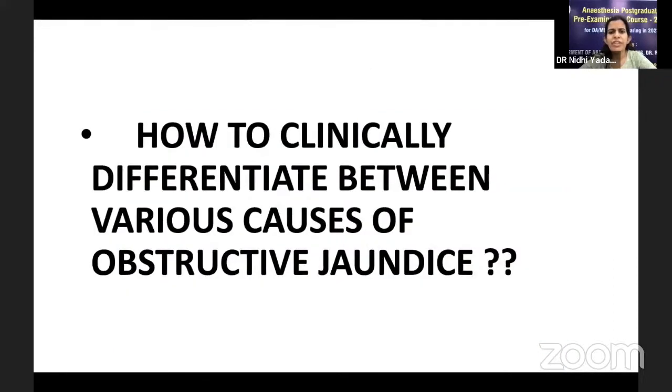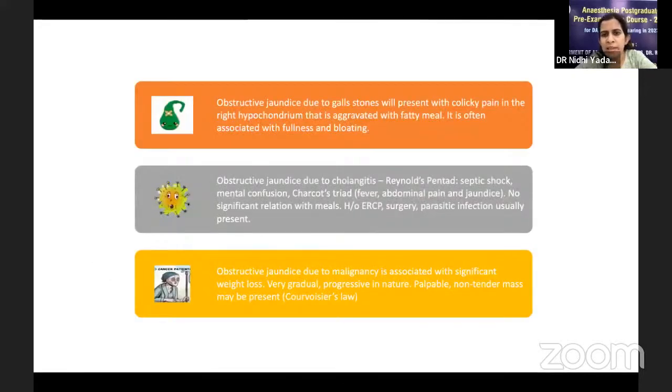How to clinically differentiate between the various causes of obstructive jaundice, which are mainly gallstone, cholangitis, and malignancy. Obstructive jaundice due to gallstone presents with colicky pain in the right hypochondrium that is aggravated with fatty meals. It is often associated with fullness and bloating.